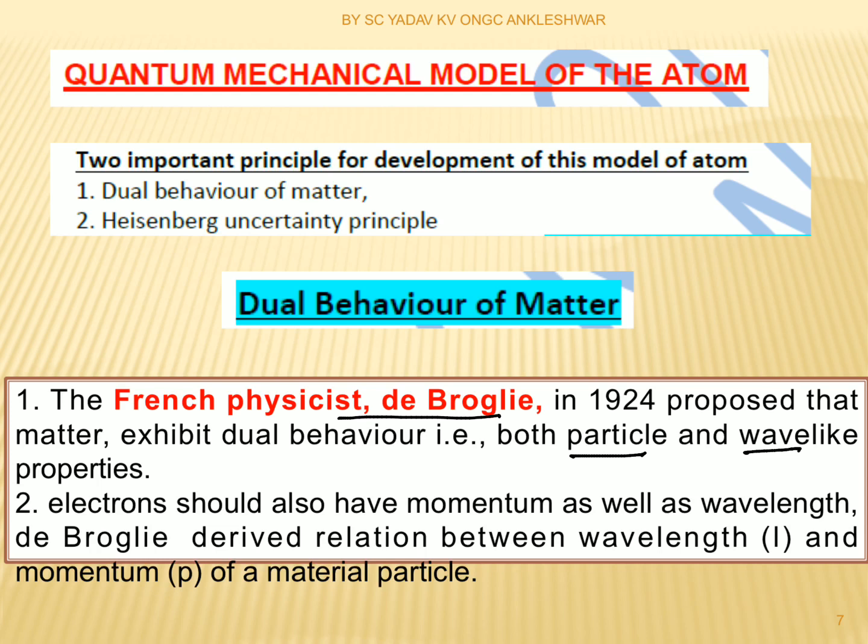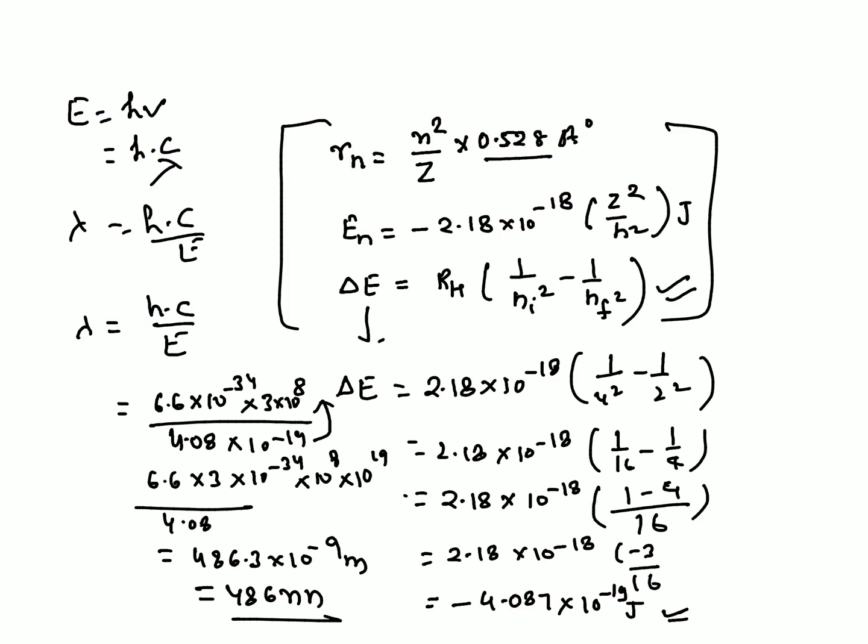Momentum corresponds to the particle-like behavior, and wavelength corresponds to the wave-like nature. So de Broglie derived a relation between wavelength and momentum for a particle, and that relation is written as lambda is equal to h by mv. Now I am going to derive this mathematical relationship between wavelength and momentum of a particle which was given by de Broglie. Just see, my dear students, if there is any doubt, just tell me. You can message me.